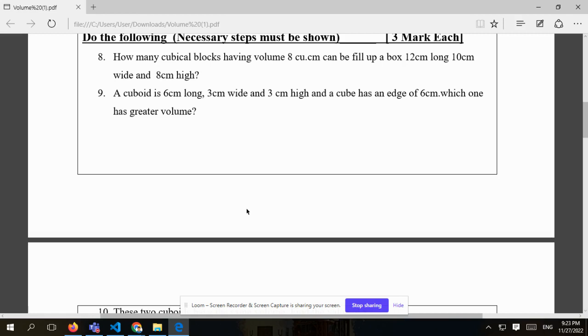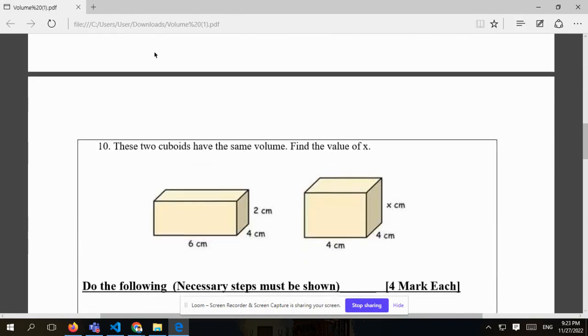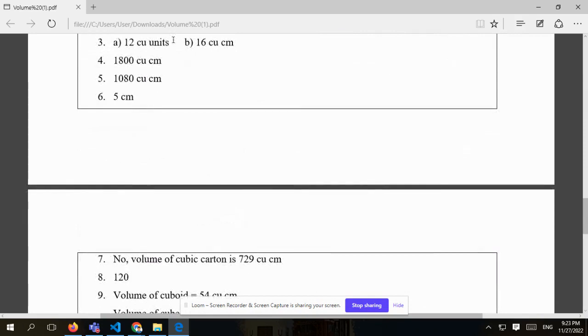And then divide by how much? 8, right? So what is the answer? 960 divided by 8 is 120. Yes. Okay. Let's double check the answer.